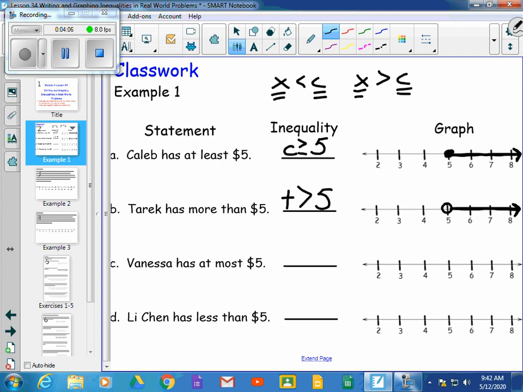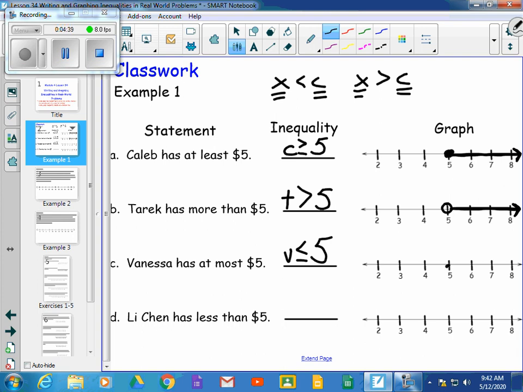Next we have Vanessa. She has at most $5. So we're comparing Vanessa's money. I'm going to use a V to 5. Is 5 at most 5? Yes. Is 6 at most 5? No. Is 4 at most 5? Yes. So we need numbers for V that equal 5 and are smaller than 5. So we're going to put that symbol right there.